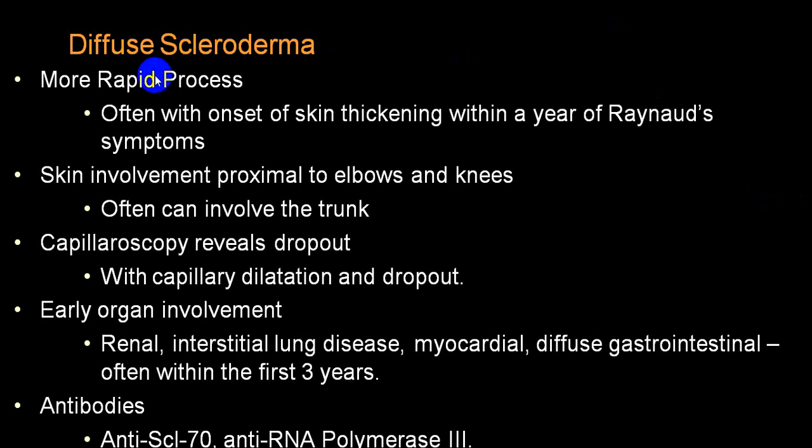So diffuse is more rapid skin involvement. Capillaroscopy will reveal dropouts, very typical. Capillary dilatation with dropouts is very classically seen in the diffuse variety. Organ involvement, that is renal, lung, myocardium, GI tract, is quite common within the first 3 years. The antibody is positive. We call anti-RNA polymerase is also positive. And this is called anti-Scl-70 positive.